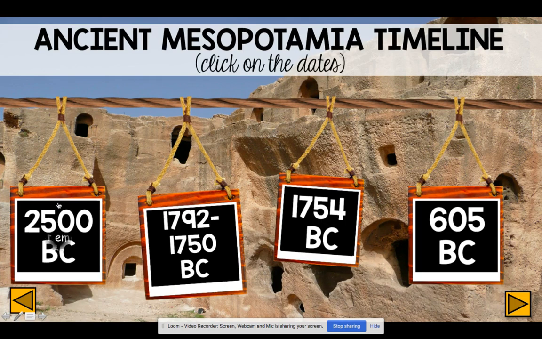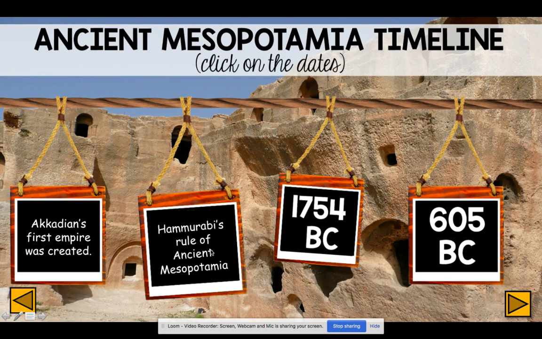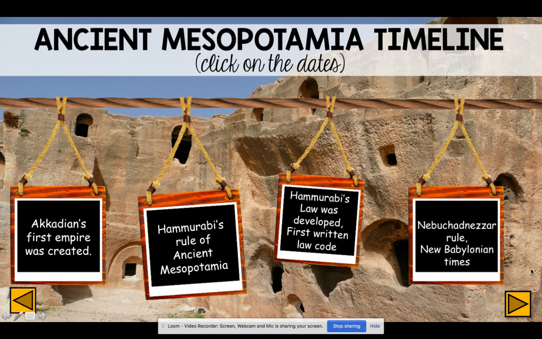Moving on, in 2500 BC, Akkadians' first empire was created. And from 1792 to 1750 BC, Hammurabi's rule of ancient Mesopotamia, that's when he started ruling and ended ruling. And in 1754 BC, his law was developed, which was the first written law code. We know it's 282 laws that were quite cruel and very strict. And finally, in 605 BC, we see Nebuchadnezzar's rule, and that was New Babylonian times.